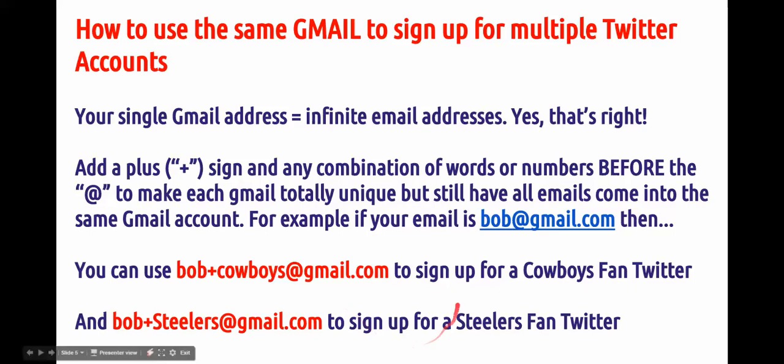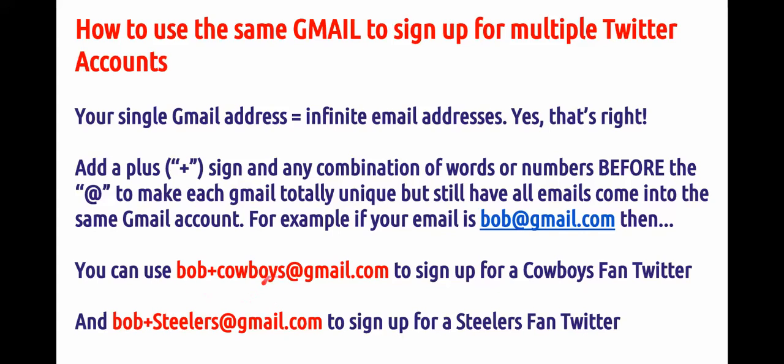And the way it works is, let's say, for illustration, your Gmail account was bob@gmail.com, and you opened up a Cowboys fan Twitter account. What you do is when you're signing up for that Cowboys fan Twitter account, you do something like this. You go Bob, and you put a plus sign between Bob and the @ sign. So Bob and @, you put a plus in there, and then you put a word. So if we're going to be opening up a Cowboys related fan Twitter account, it just makes sense to use Cowboys as the word for ease of memory later on.